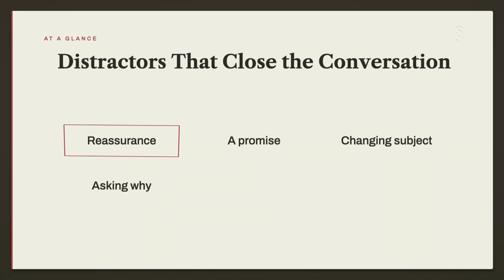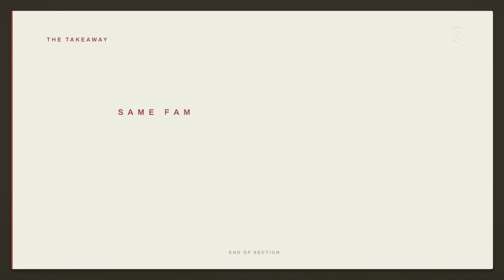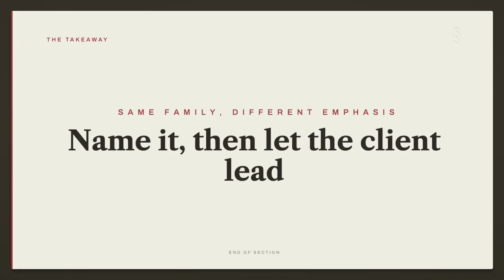Exam writers test this against responses that feel supportive but shut the client down. Telling someone not to worry dismisses the feeling. Promising everything will be fine offers what no one can guarantee. Changing the subject removes the topic entirely, and asking why demands justification instead of description. Observation, broad openings, reflecting, silence, and general leads are all forms of staying with the client. What unites them is that the client keeps control of the content while the nurse supplies attention and structure.